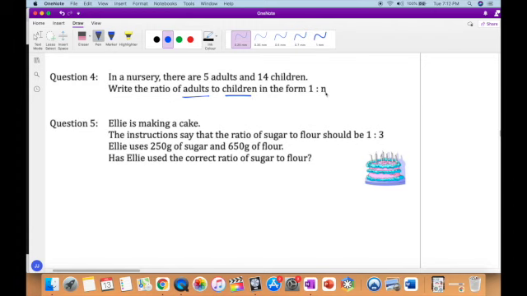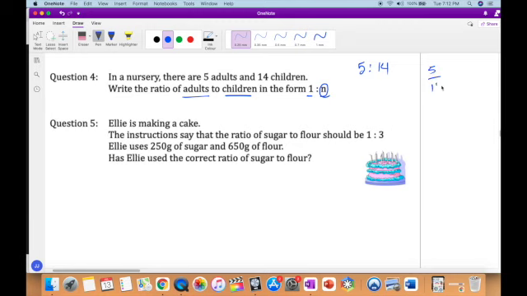Very good. And that is how we like to do it here. We like to take it step by step. So 5 adults to 14 kids. And now they want us to reduce it so it'll be 1 to something. And so 5 over 14.